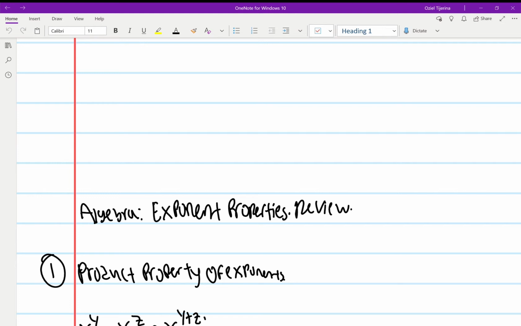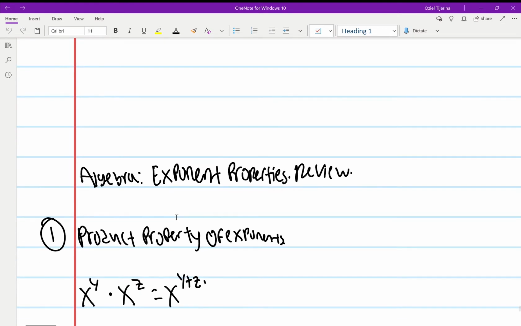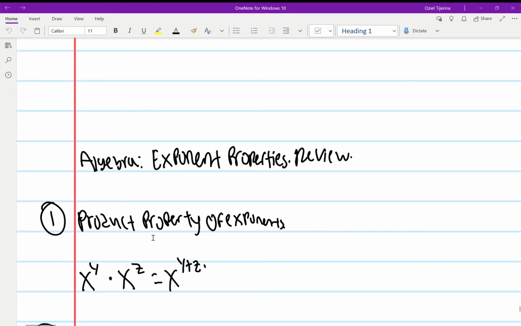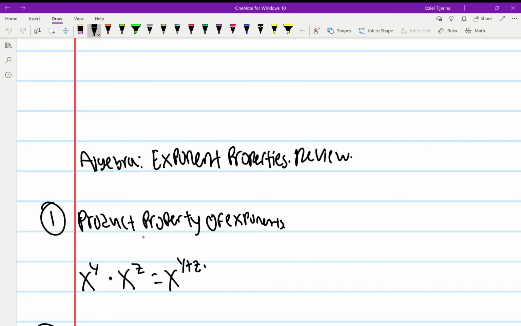So the first one that we have here is our product property of exponents, okay? So, for example, if you have x to the y times x to the z, that's going to be x to the y plus z. So you add your two exponents, okay?